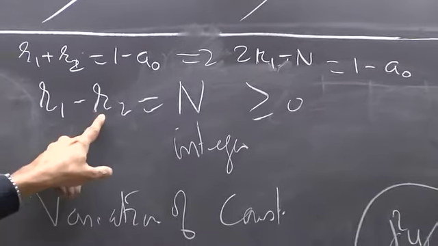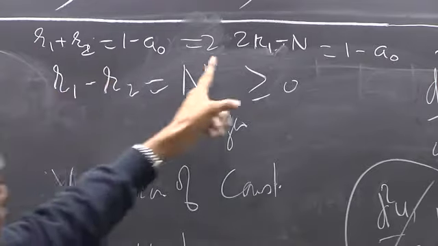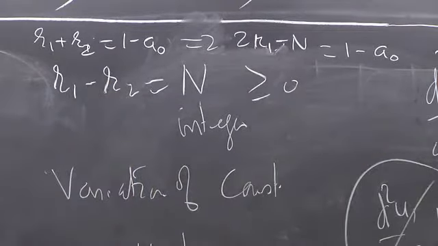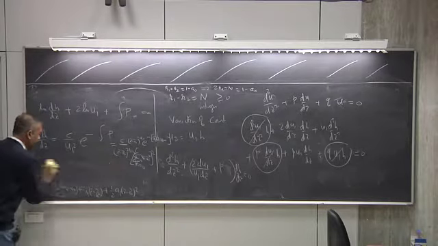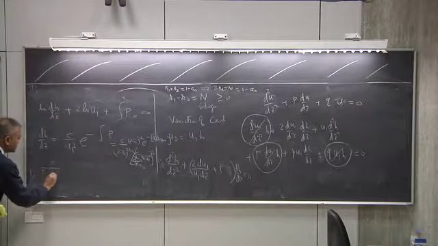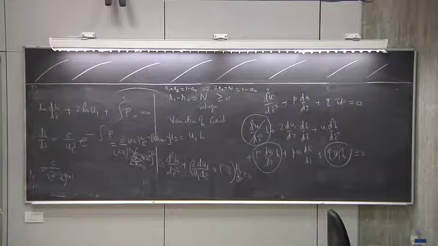You just combine this, substitute R2 equal to R1 minus n here. So you get 2R1 minus n equal to 1 minus A0. So 2R1 plus A0, which is what you will get when you bring this down here, is 1 plus capital N. Okay. So this entire expression looks like this: some constant divided by Z minus Z0 to the power of n plus 1.